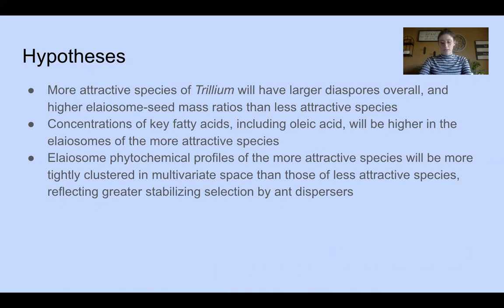Finally, they wanted to assess interspecific differences in elaiosome phytochemical profiles, which led to the last hypothesis that elaiosome phytochemical profiles of the more attractive species will be more tightly clustered in multivariate space than those of less attractive species, reflecting greater stabilizing selection by ant dispersers.